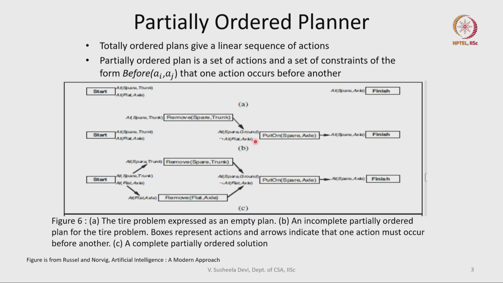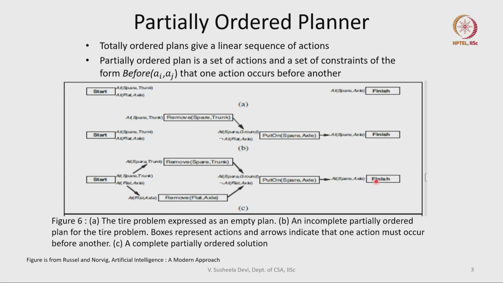So now the preconditions to be satisfied are these two at this point in time. You can either choose this one to satisfy or this one to satisfy. If you take at spare ground, how do you get at spare ground? You have to remove the spare from the trunk, right? So you're going to use that action. And what is the precondition of that? At spare trunk, right? And this is already available at the start state, so that is fine.